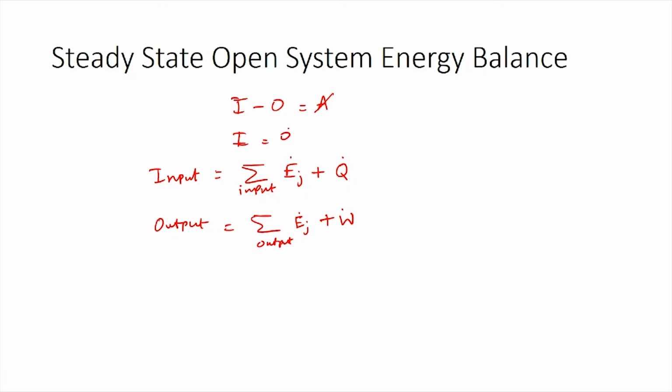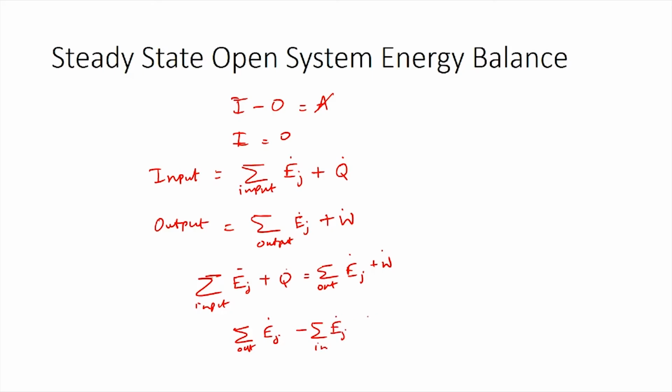Substituting these two values in the equation we had, basically saying input equals output, we would get sigma input of E j dot plus Q dot equals sigma output of E j dot plus W dot. So, this equation then becomes sigma output of E j dot minus sigma input of E j dot equals Q dot minus W dot.